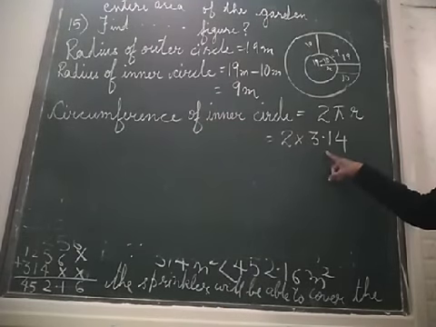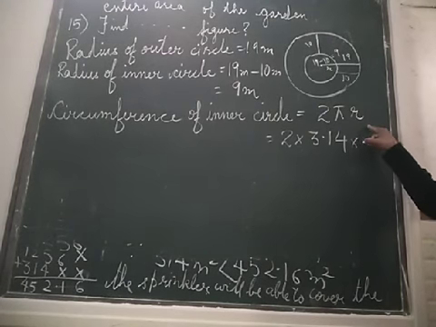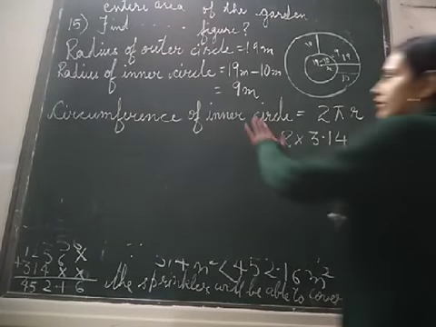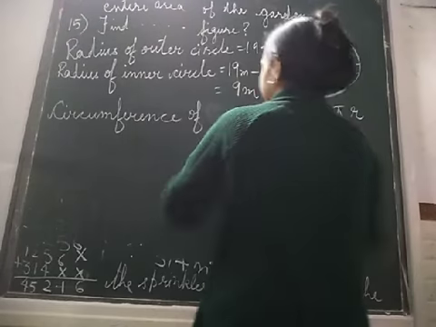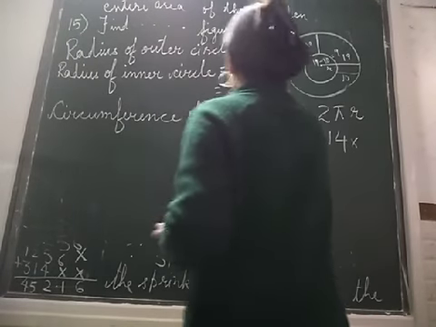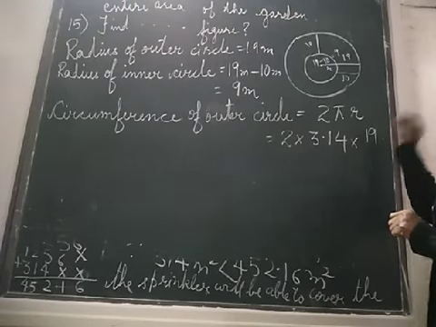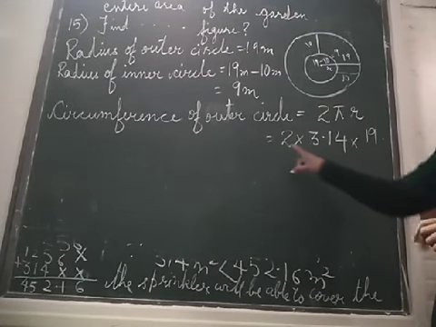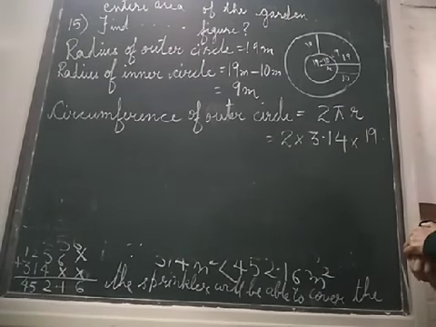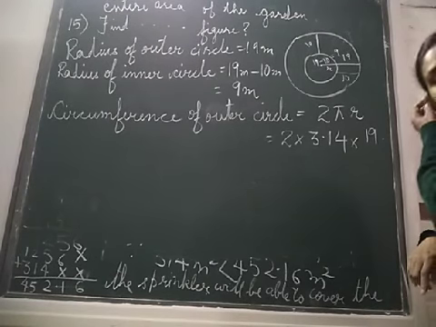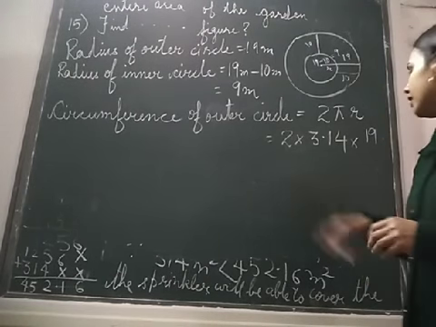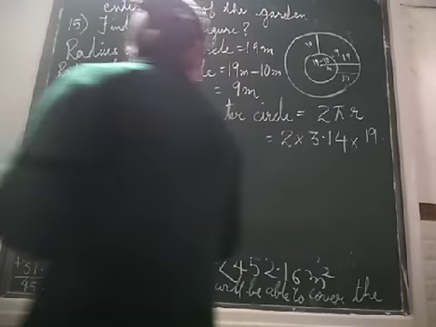2 into 3.14 into radius. What is the radius? First we find out the outer circle, children. Outer circle, that is 19. Okay, so multiply 2 and 19. 2 9s are 18, 2 1s are 2, plus 1, 3. So it is 38. Okay, then we multiply 38 by 3.14.